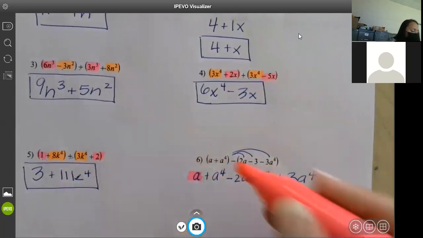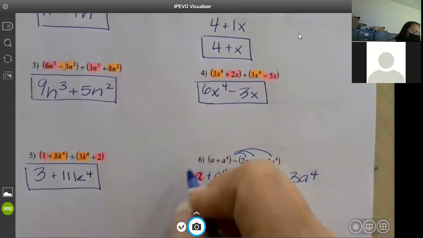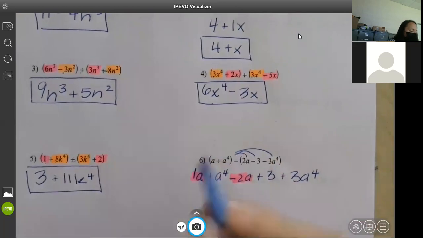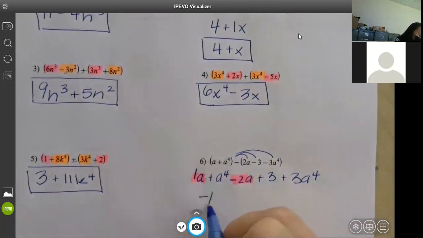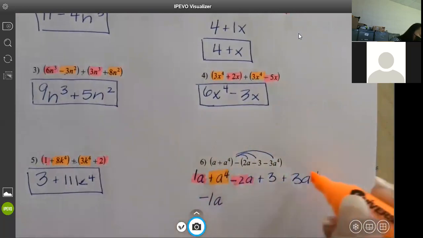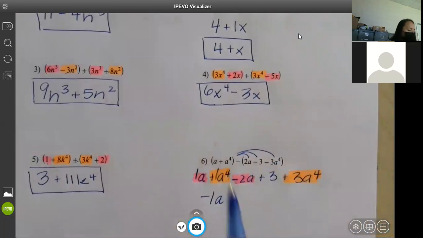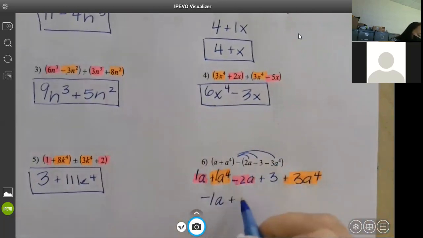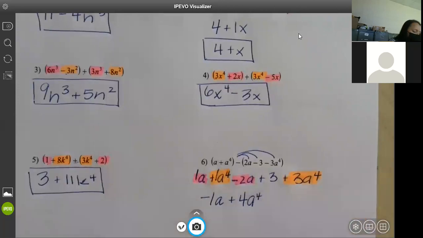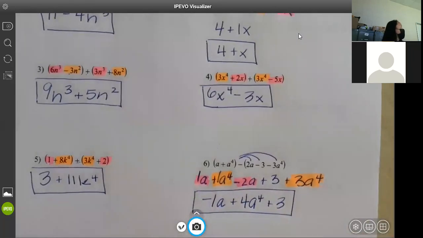In the front, we have a single a and a -2a. So remember, a single a is 1. So 1 minus 2 is -1, and what made them alike was the a. We have a to the 4th and 3a to the 4th. Remember, again, this is a 1. So 1 plus 3 is 4, a to the 4th. And then the only thing we have left over is the +3. And that's it.